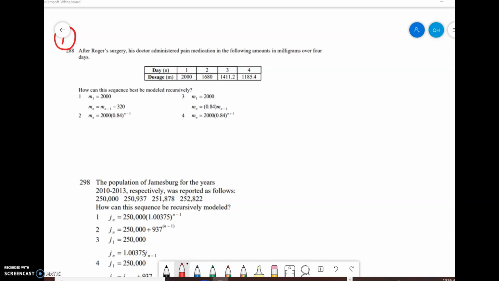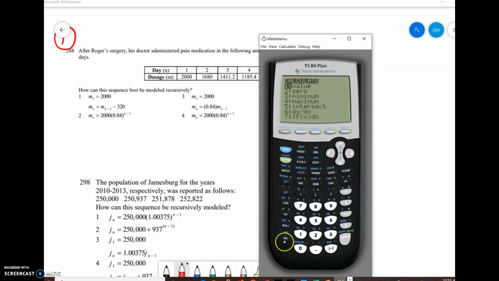It says, after Roger's surgery, his doctor administered pain medication in the following amounts in milligrams over 4 days. They're a big fan of recursive sequences, and they're a big fan of using geometric sequences to model those. And that ties into exponential functions. So basically, we check to see if this is arithmetic. I want to make sure that this function is not arithmetic.